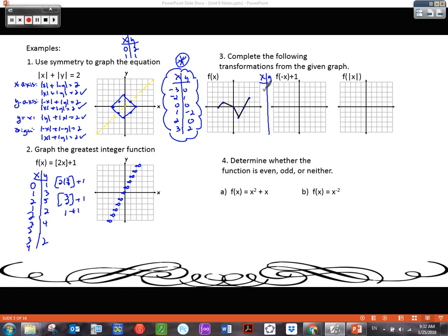So instead of a -3, it's going to be a 3. Instead of a -2, it's a 2. 0 has no sign. Poor little 0. 1 is -1, 2 is -2, 3 is -3. Okay, so we've done this transformation right here.